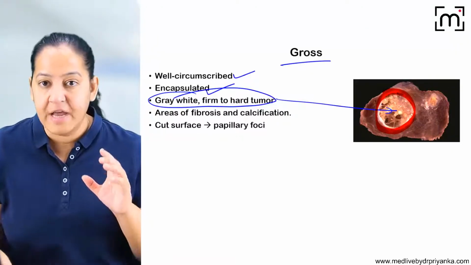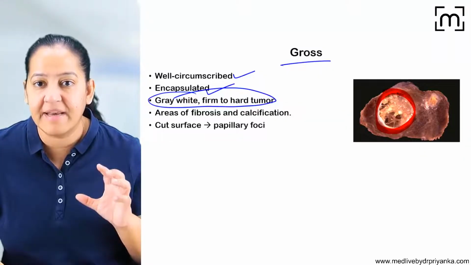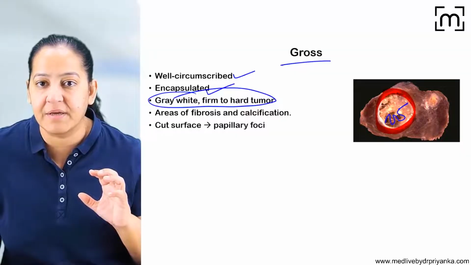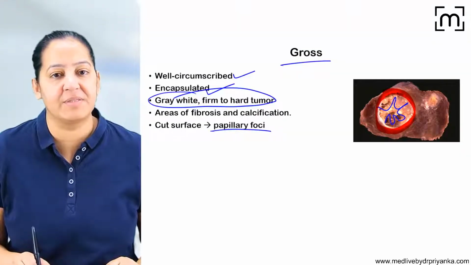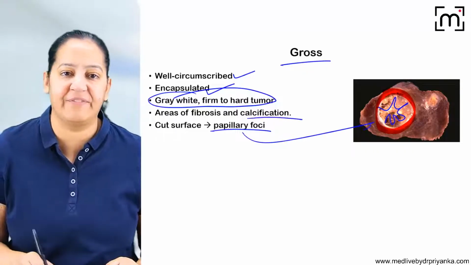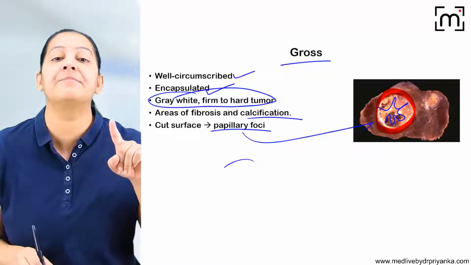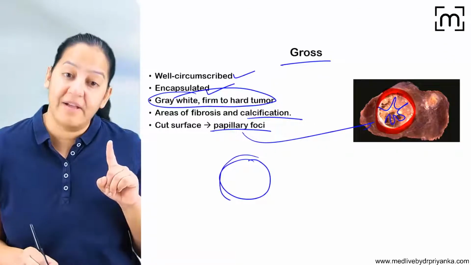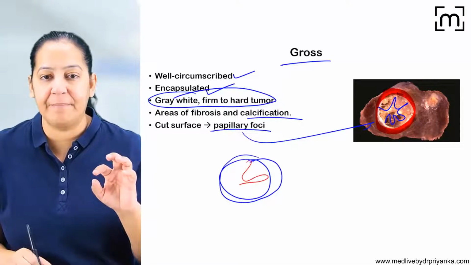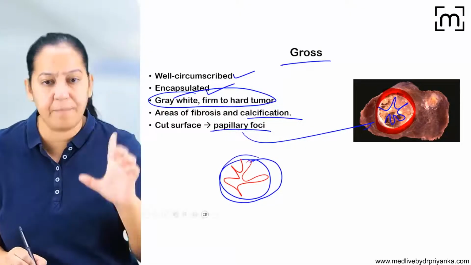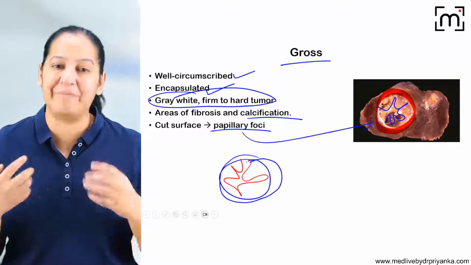If you cut it, if you can see this image nicely, you can see the papillary projections are there, and areas of calcification are very common. So this is the gross. In the gross, you have to write the tumor is encapsulated, well circumscribed, a grayish white mass is there, and it has papillary projections. Grossly also, small papillary projections are seen. That's why it is known as papillary carcinoma, because finger-like projections are seen here.